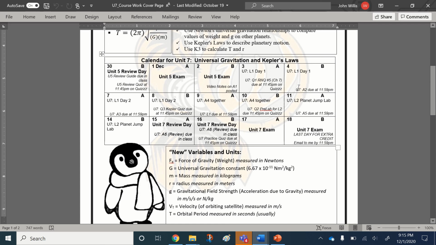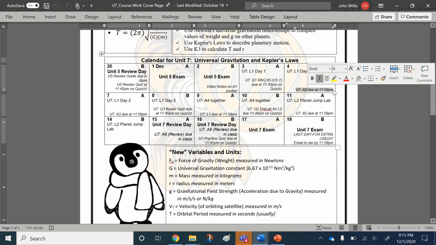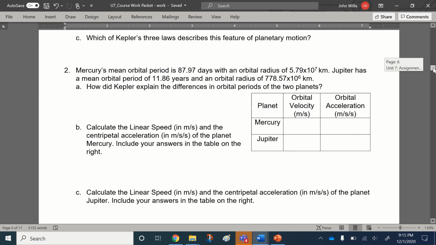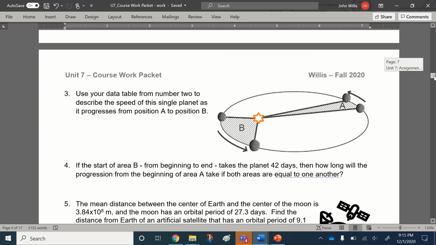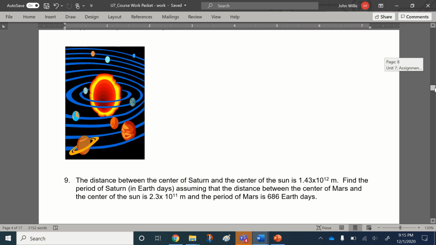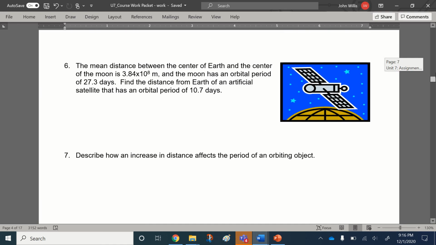But all of the Kepler stuff is coming straight from the book, and so it's all there. Obviously, ask any questions that you have over the next couple of days. This is mostly a conceptual worksheet. There's very, very little math, and it all comes straight from the book. There are a couple of math problems, but most of it is going to be using Kepler's laws in some way, shape, or form.